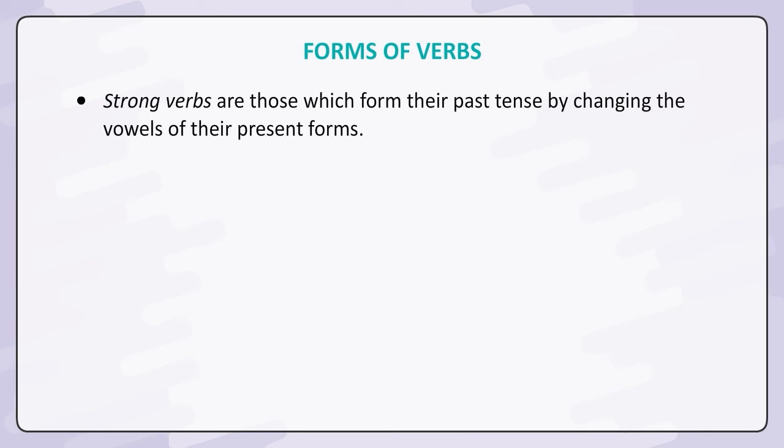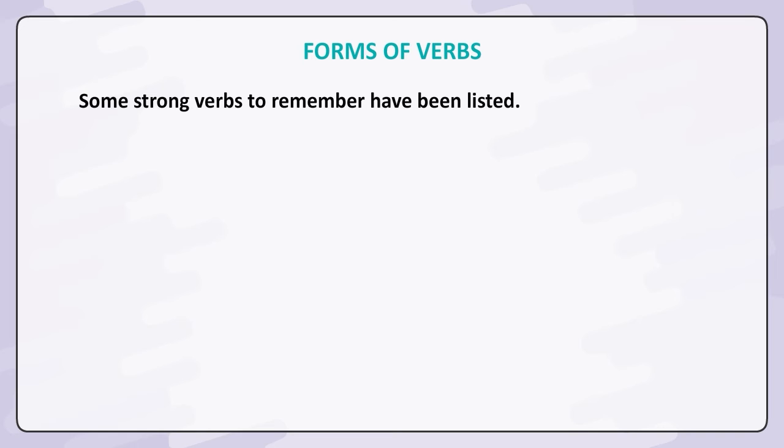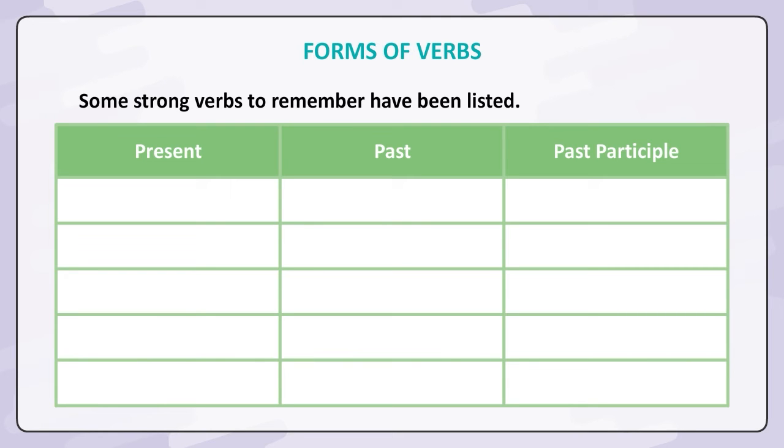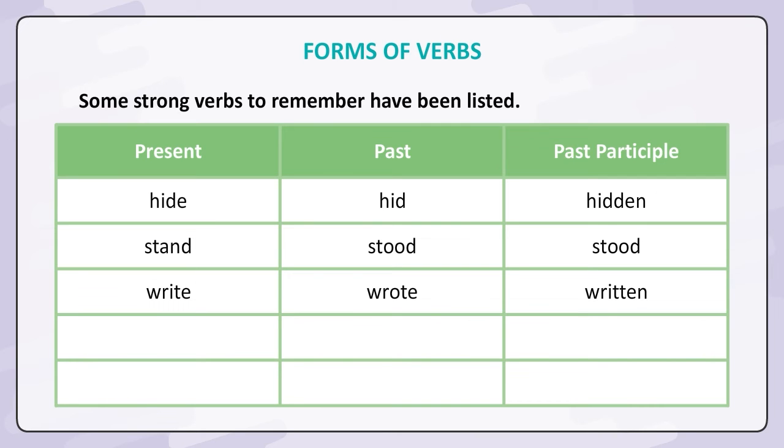Strong verbs are those which form their past tense by changing the vowels of their present forms. Examples: understand, understood. Sing, sang. Some strong verbs to remember have been listed. Present, past, past participle. Hide, hid, hidden. Stand, stood, stood. Write, wrote, written. Shake, shook, shaken. Run, ran, run.